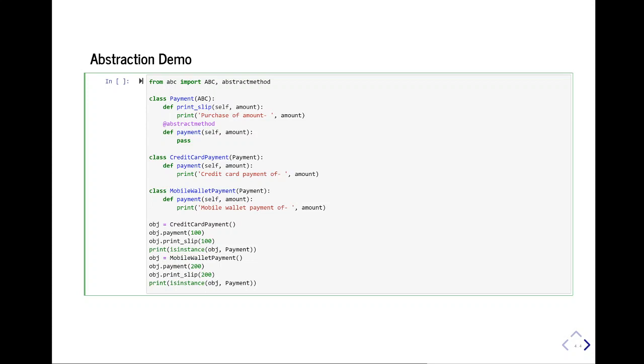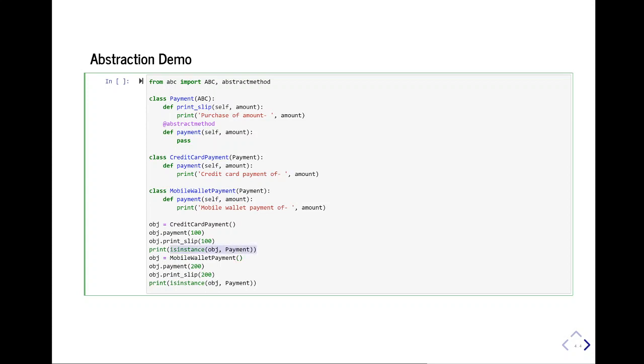First, we'll run the credit card payment. We'll create the variable, make a payment of $100, and we should see the change. We expect this, credit card payment of, and then the amount. And then we're going to run the print slip, and we're going to get this generic purchase amount of whatever. And then we're going to do an isinstance check, either by payment or by credit card payment, and we should get back true.